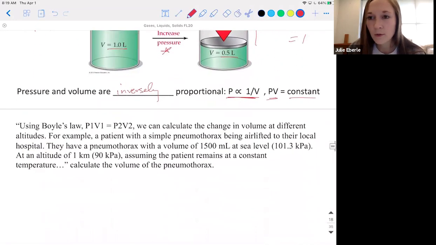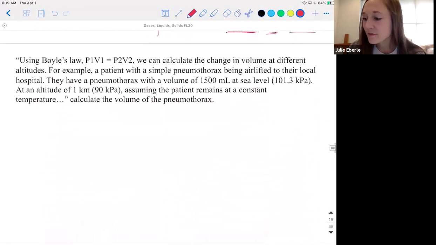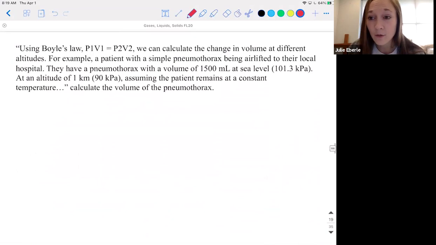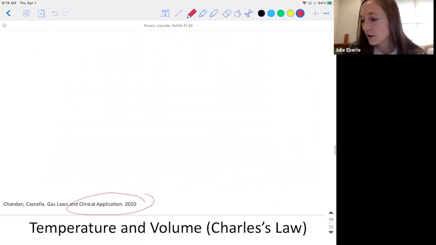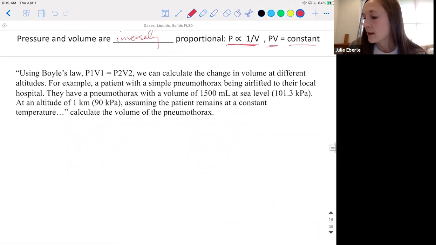Okay, this was the problem I was most excited about. This is the problem I was telling you about. This is a very good example of what I'm asking you to do for the bonus point opportunity. I cited my source right here. This is just from 2020, last year, so I thought that was kind of cool, pretty recent. Look at this, using Boyle's law, P1V1 equals P2V2, we can calculate the change in volume at different altitudes.